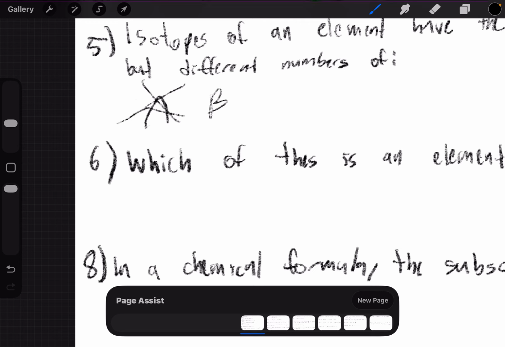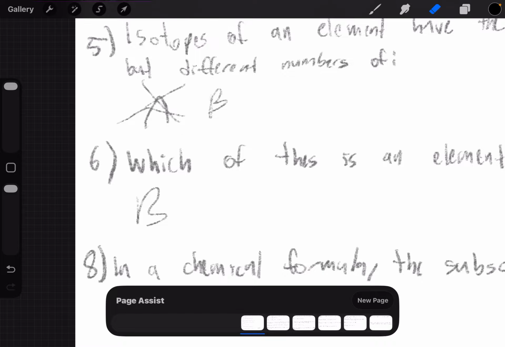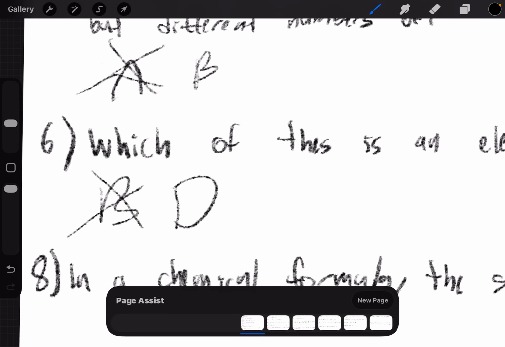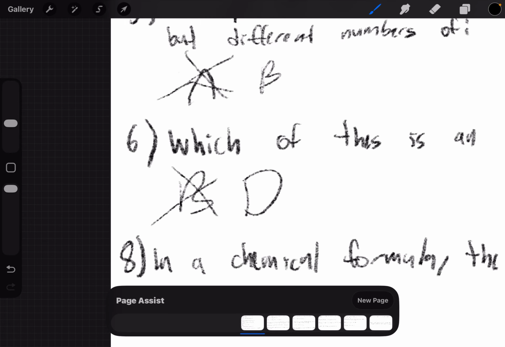Number 6 says, which of this is an element? So for this, I wrote B, which is CO2, aka carbon dioxide, but the real answer is D, which is O2, which is oxygen gas.